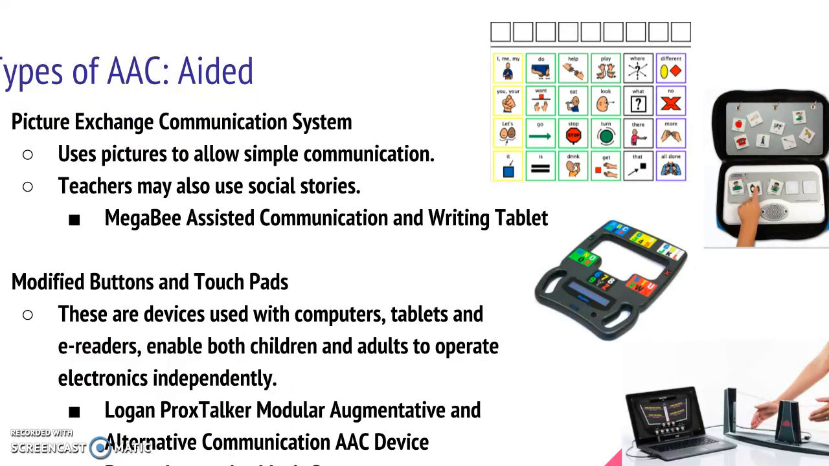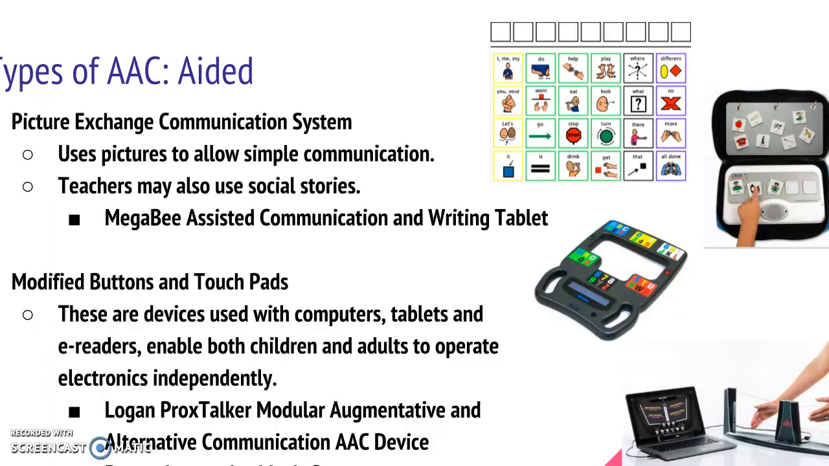Types of AAC that are aided may include the picture exchange communication system, which we talked about in our autism lessons, which uses pictures to allow simple communication between an individual and others, and teachers can also use a social story to use this form of AAC. A program that is an example of this is a Megabee assisted communication and writing tablet, which is located right next to it and is the black device with the letters on it.